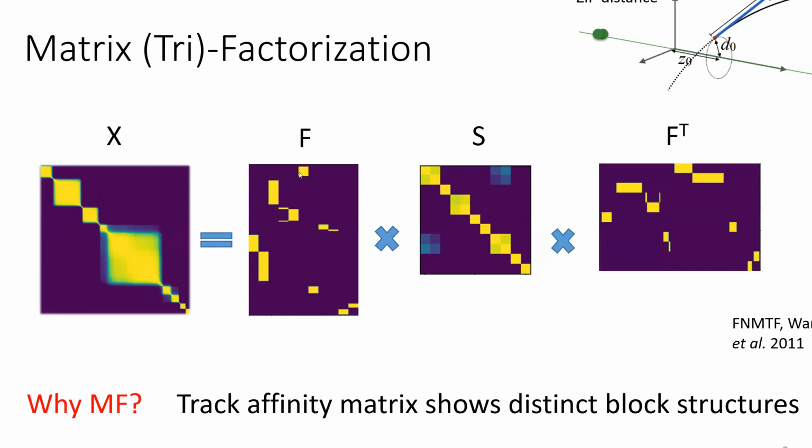And so the block in this particular column of the F matrix corresponds to that. And you can see that each of the blocks in all individual columns here correspond to a particular block here. So the main reason we chose matrix factorization for this is because you can see that in this input matrix, it shows clear distinct block structures which correspond to distinct PVs in the actual event data. And matrix factorization is a really powerful tool you could use to extract this block structure from an input data matrix.